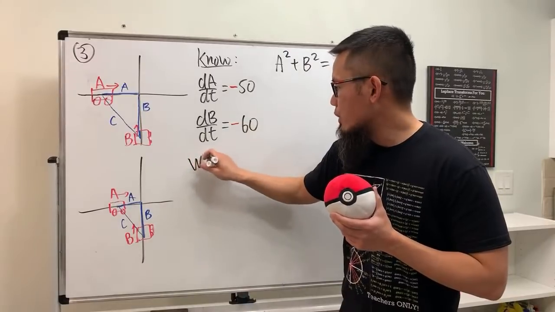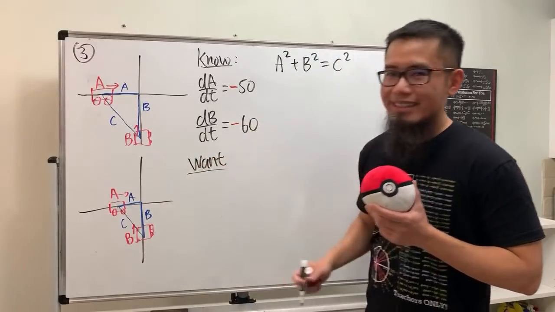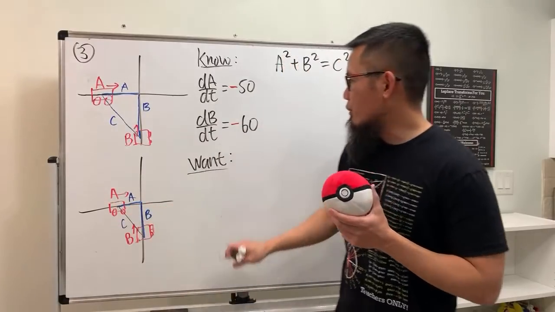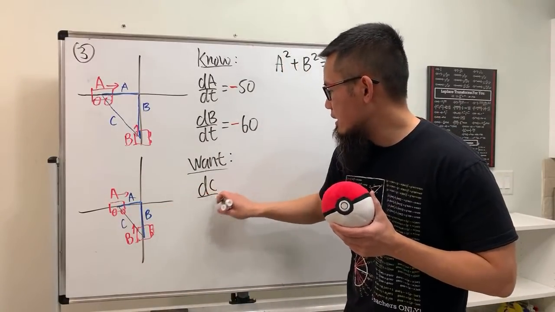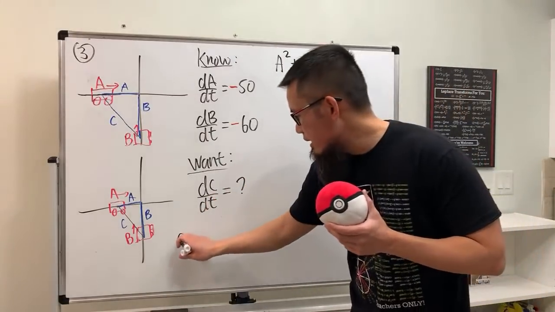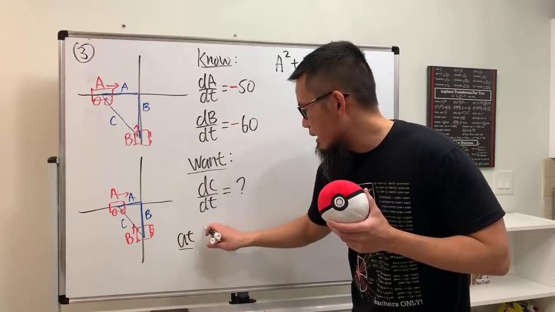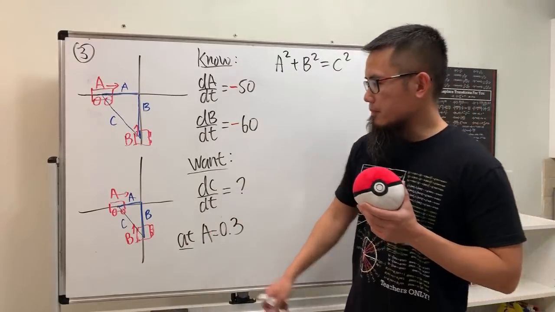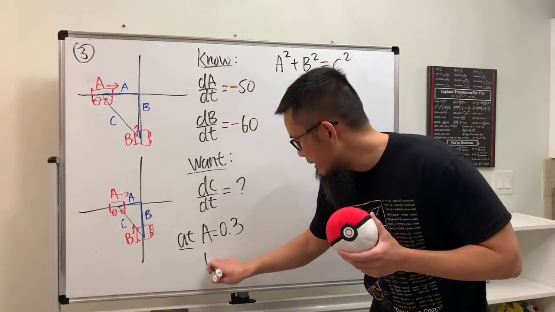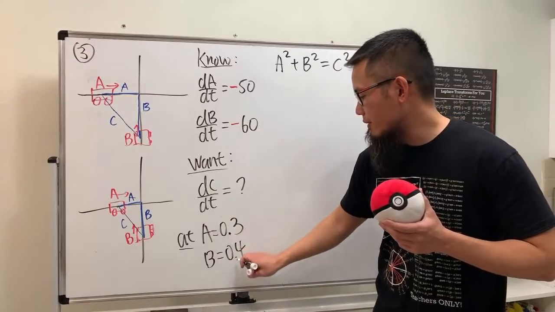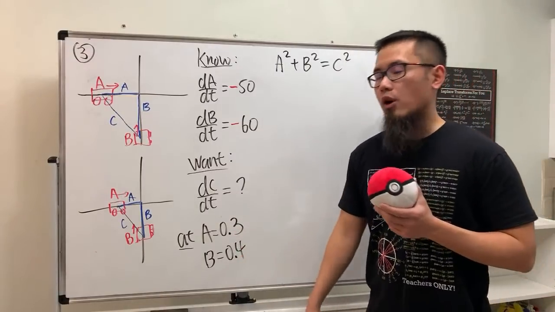And what do we want to know? The distance between car A and car B. So that's just going to be dc dt. We need to know what this is at the instant that A is 0.3 miles away from the intersection and B is 0.4 away from the intersection. So that's the summary for all this right here.